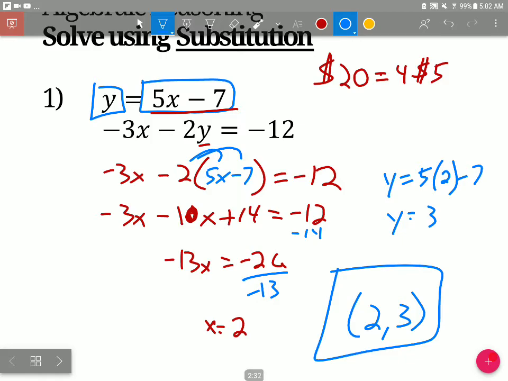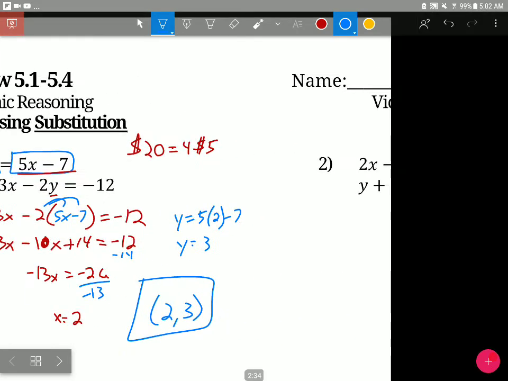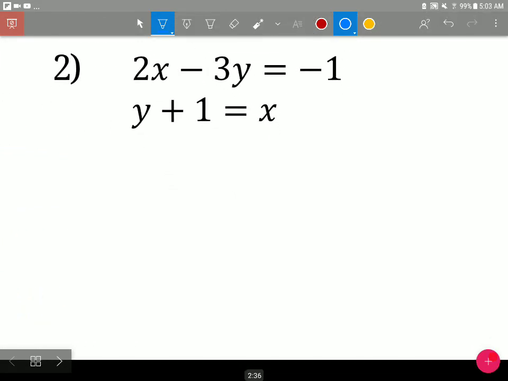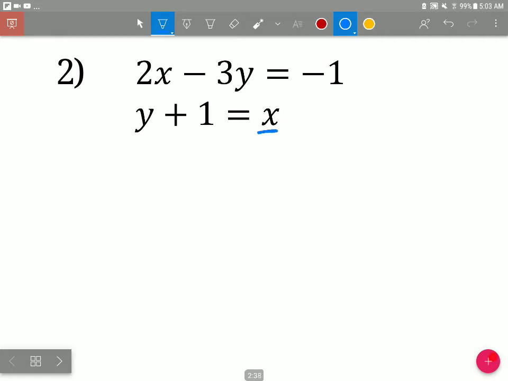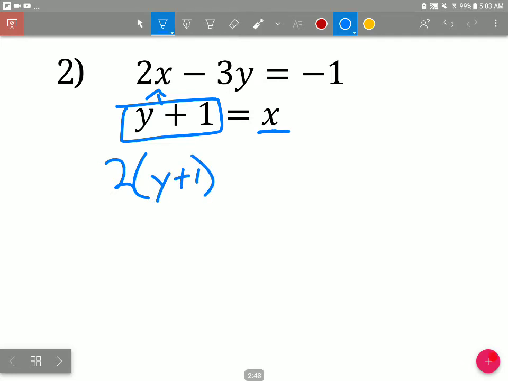Okay? Number 2 is the same way. If you want to go ahead and try it, I would do so. Because in this case, x is already solved for again. So I'm going to take this and plug it in for that. So we got 2. Instead of the x, I'm going to put y plus 1. Then minus 3y equals negative 1. Alright, distribute. That's 2y plus 2 minus 3y equals negative 1.